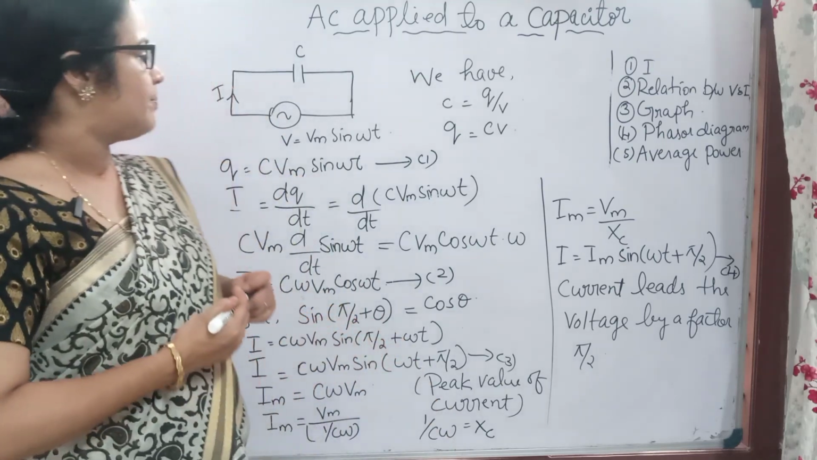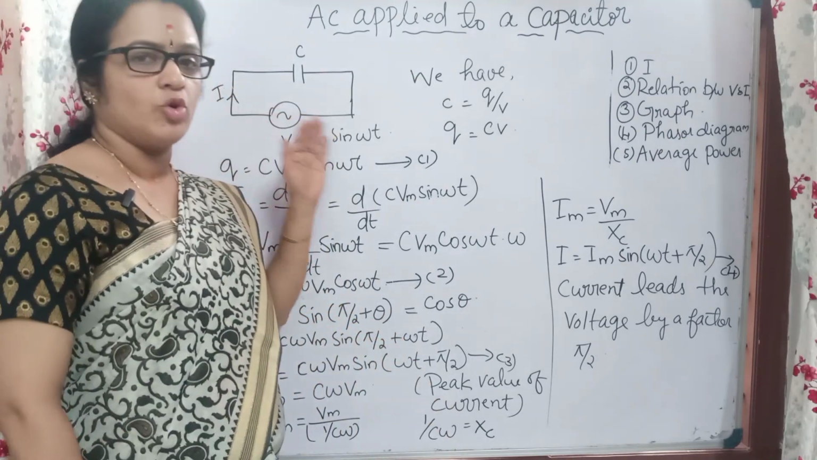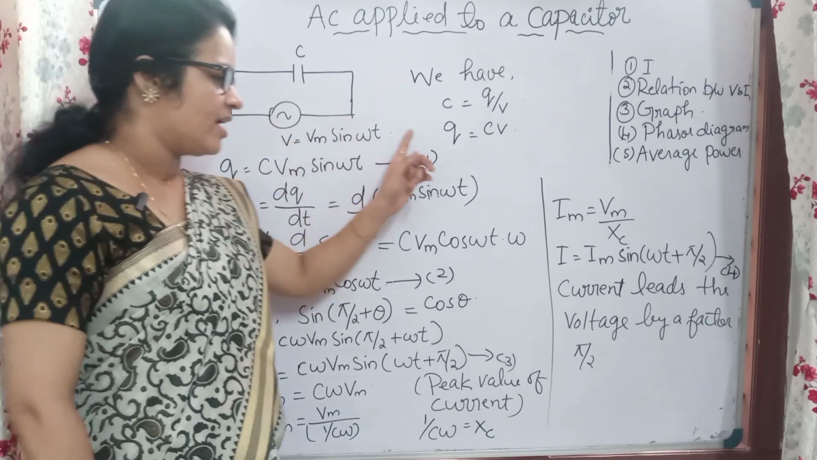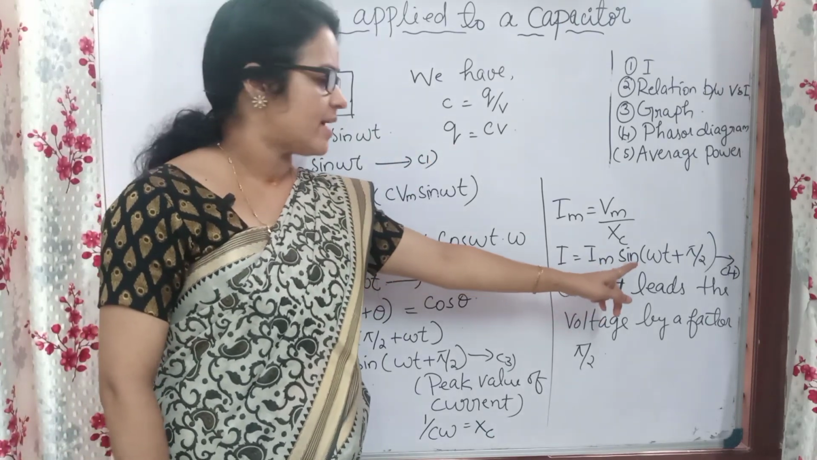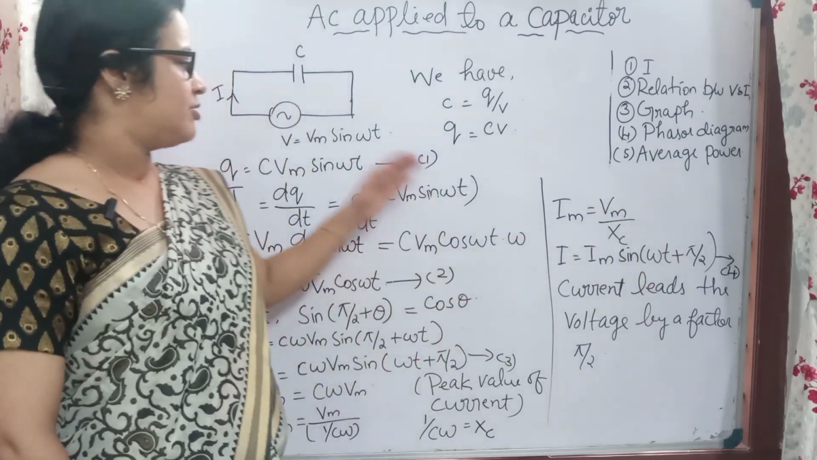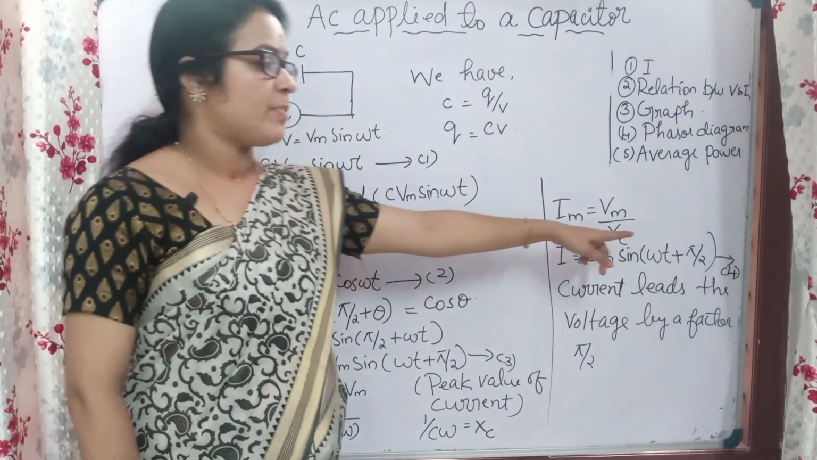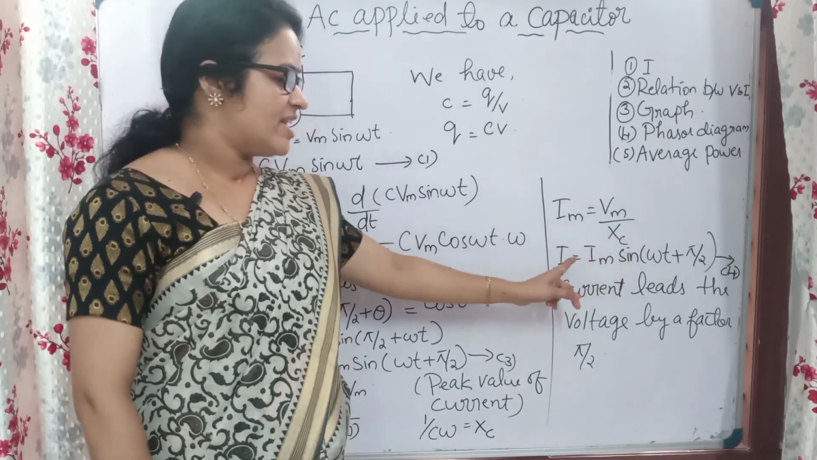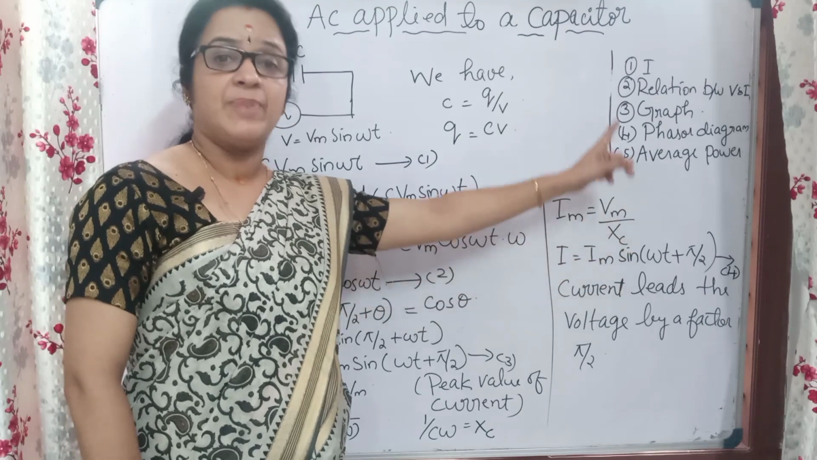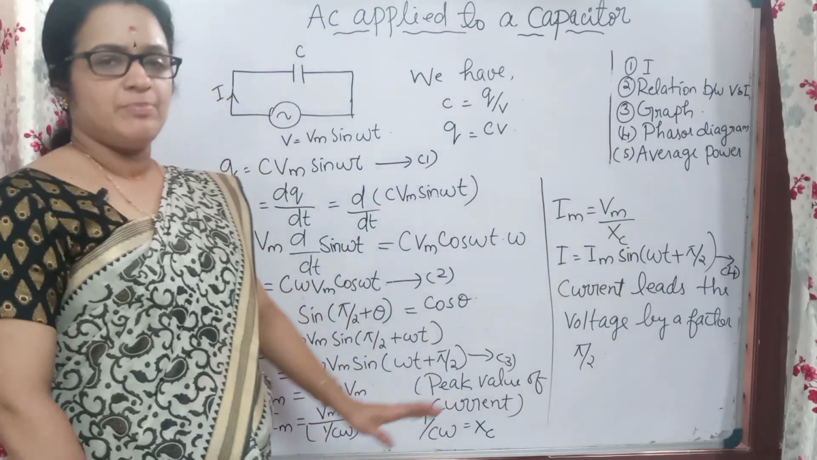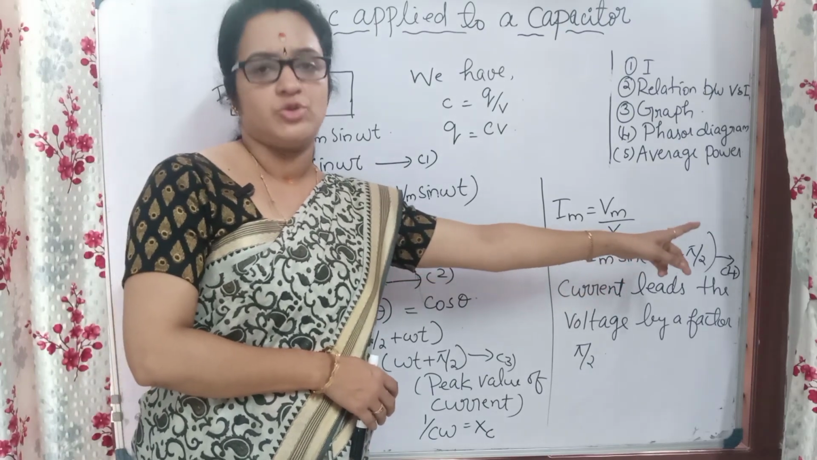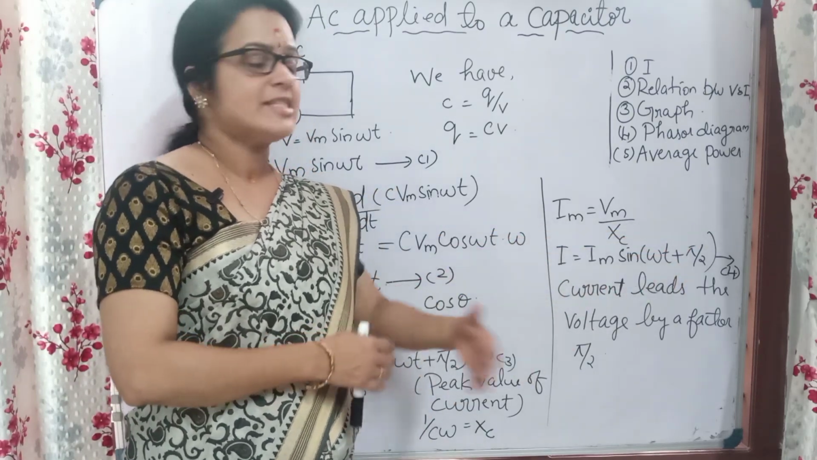Now we have to compare the two equations, voltage and current. Which is the equation for voltage? V is equal to Vm sine omega t, and current is Im sine omega t plus pi by 2. So what will be the difference in phase? Yes, that is pi by 2. Which one is leading here? Current is Im sine omega t plus pi by 2, that means the current leads the voltage by an amount pi by 2, or by a phase pi by 2.